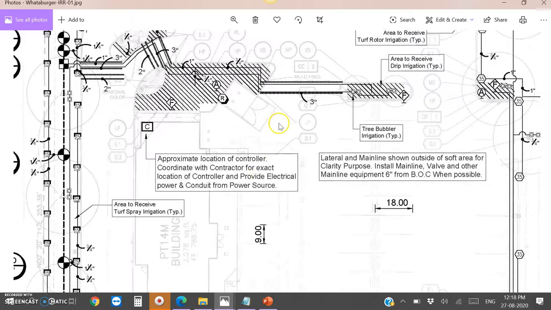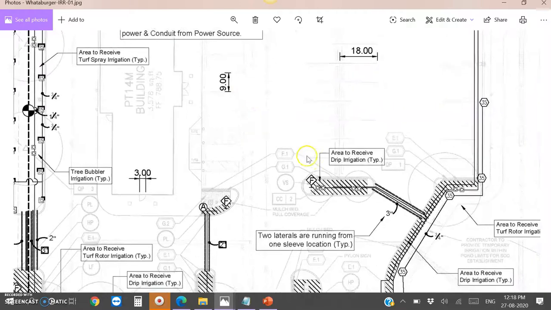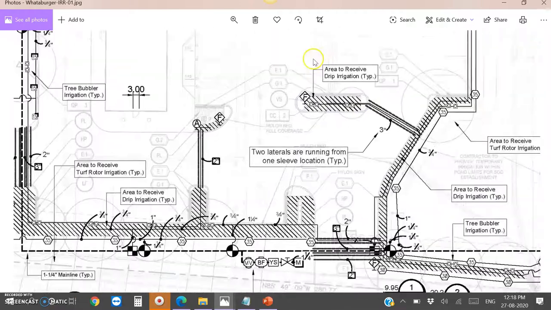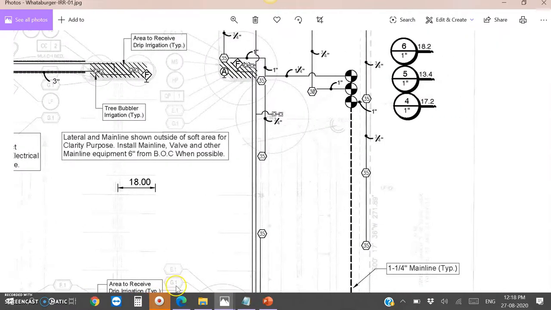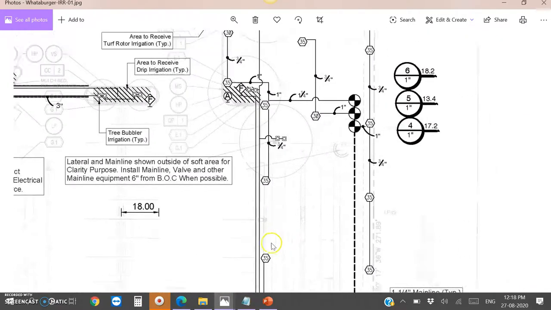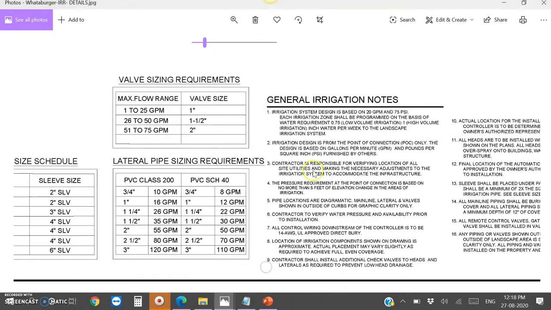So I hope you understand how to divide into zones. And one more thing is the sizing of pipes. As I showed you the criteria for sizing and layout, for a 3/4 inch pipe we can only pass up to 10 GPM. Otherwise, the velocity will be higher than 5 feet per second. So we need to keep that in mind.